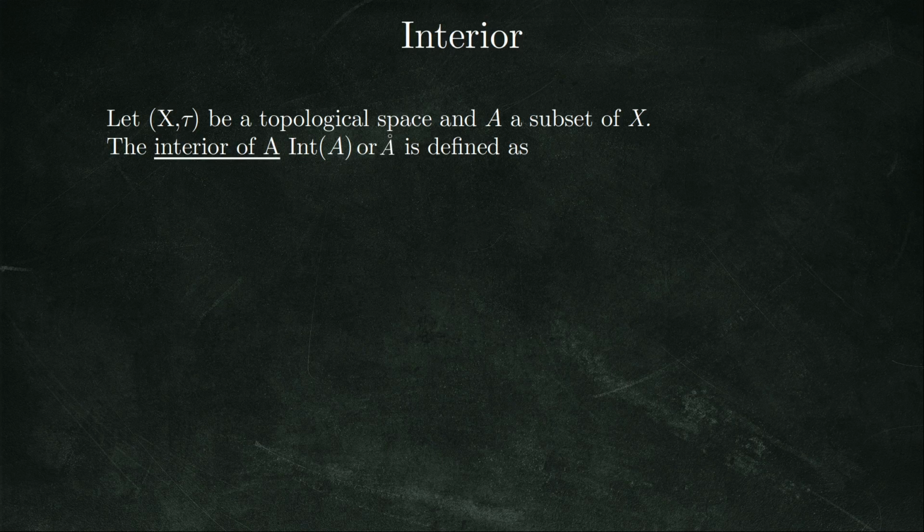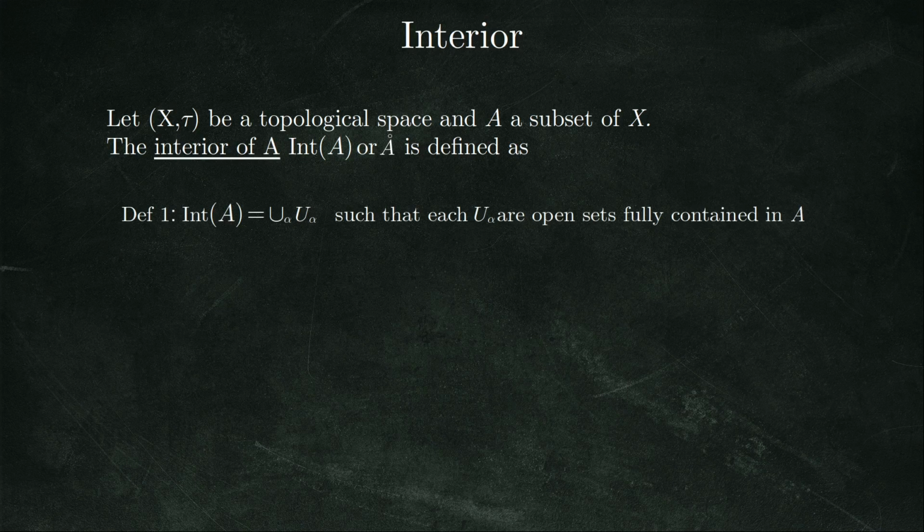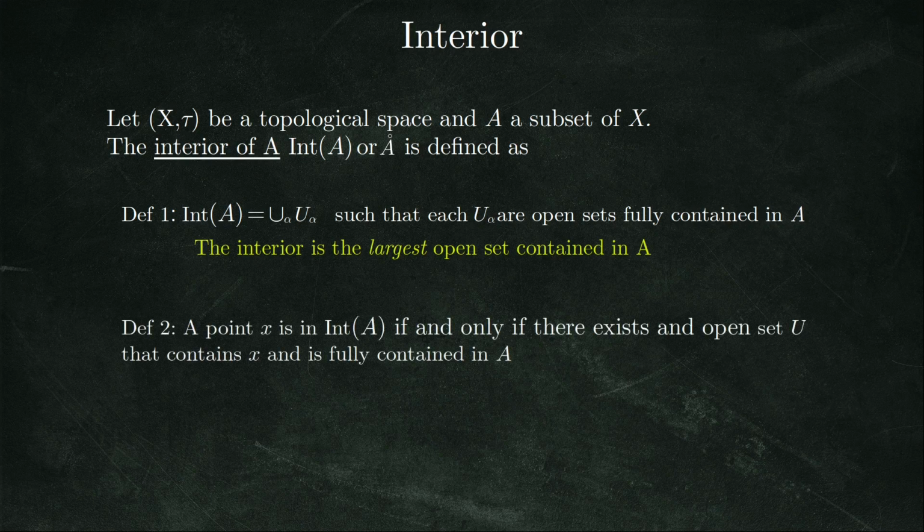Okay, we're now moving on to look at the interior. So if (X, tau) is a topological space and A is a subset of X, then the interior, which we either write as int A or A with a little circle on top, is defined as the union of all open sets which are fully contained in A. Under this definition, the interior is the largest open set contained in A. An alternative definition is that a point X is in the interior of A if and only if there exists an open set U that contains X and U is fully contained in A.